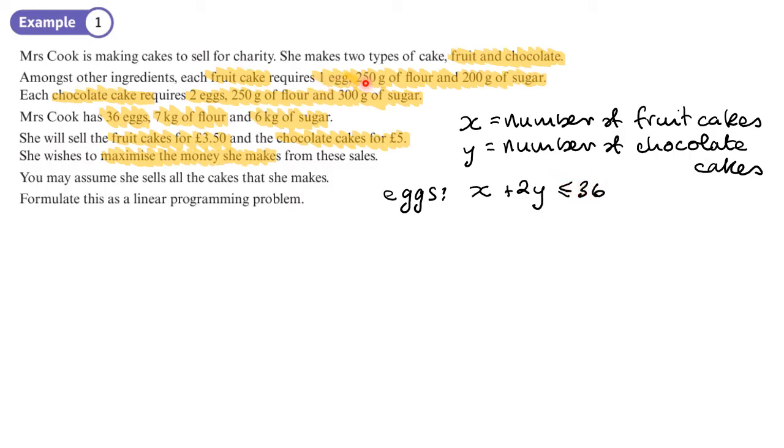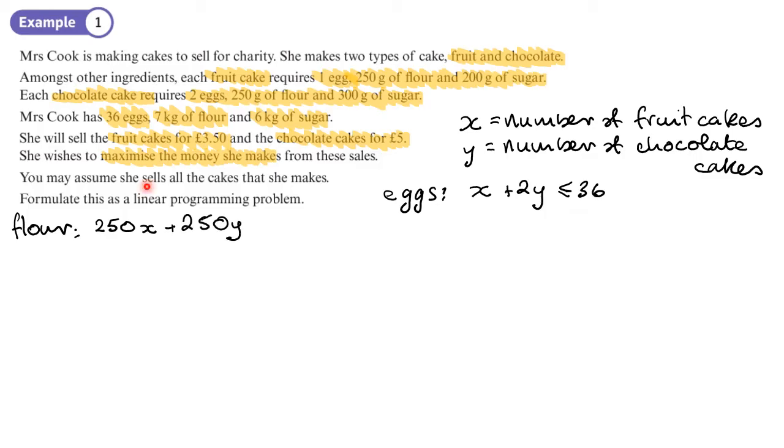So let's go on to the next ingredient, which is the flour. And we'll do this here. So with the flour, a fruit cake needs 250 grams. So I'll do 250 per fruit cake, so 250x. And the chocolate cake is also 250 grams of flour, so plus 250y.